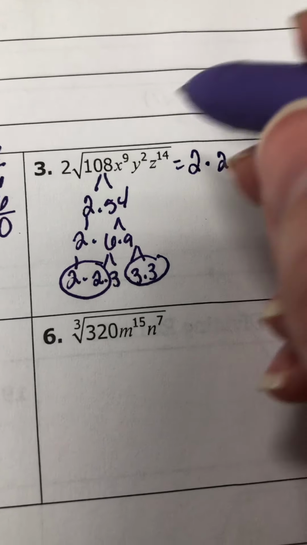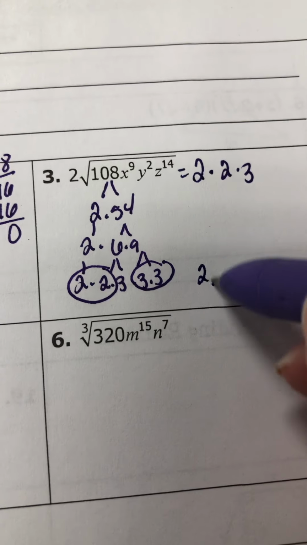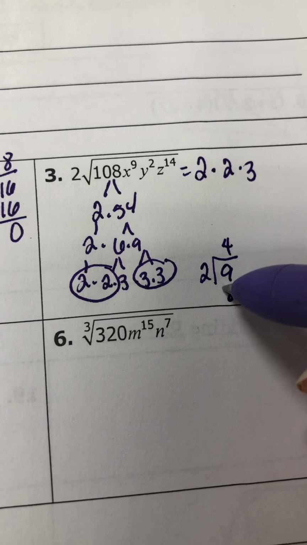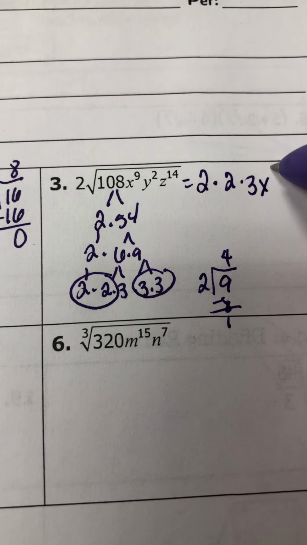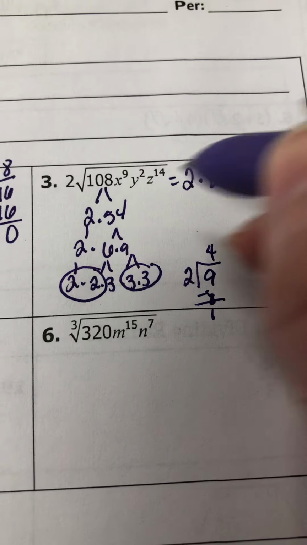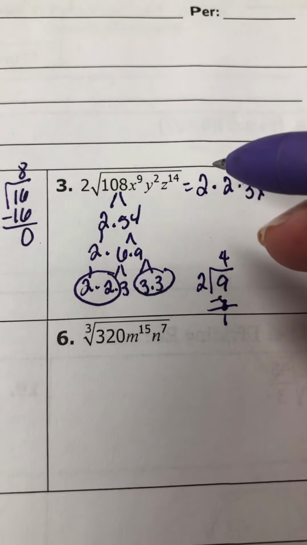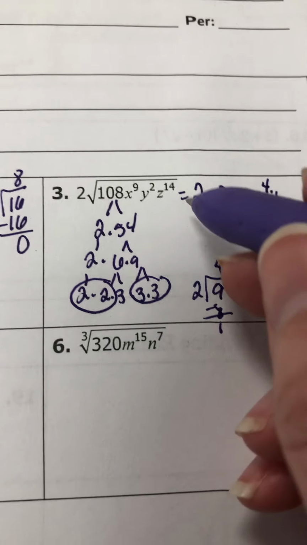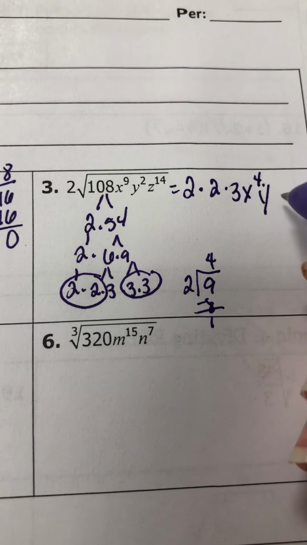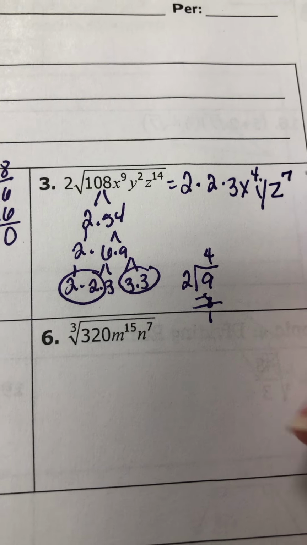Okay, now going from there, let's go ahead and divide 2 into 9. That'll go 4 times with 1 left over. So that'll give me x to the 4th. And then with my y's, 2 will go into 2 1 time, and that'll give me just a regular y. With my z's, 2 will go into 14 7 times.